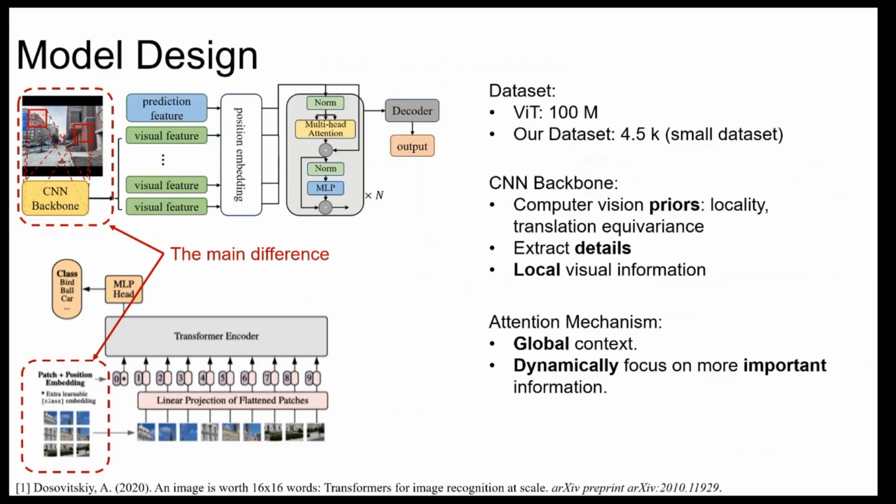To compensate for this limitation, we introduce visual inductive biases by incorporating a CNN architecture. Specifically, the CNN backbone provides priors such as locality and translation equivariance, allowing it to extract the details from each patch and effectively encode local visual information. The attention enables the model to capture global context without being constrained by the limited receptive fields of CNNs. Through attention-based interactions between tokens, the model can dynamically focus on more important patches where scene variations are significant.